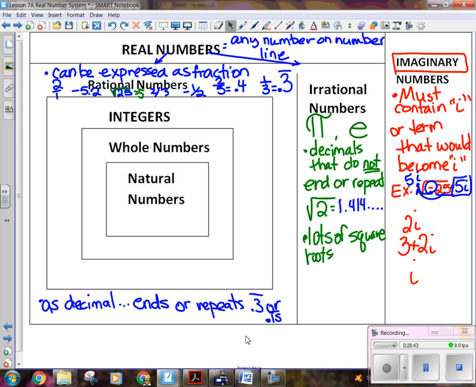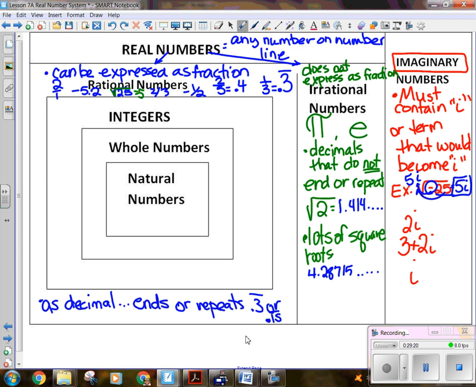It does not express itself as a fraction. So those would be irrational. Lots of square roots. If you find a number like 4.28715, and then the numbers keep going on and on, a decimal that doesn't end or repeat is irrational. So pi, e, lots and lots of different square roots. Not perfect square roots, but other square roots.